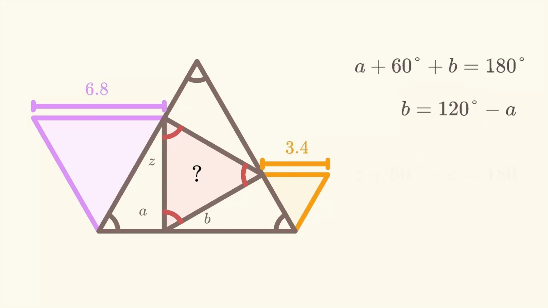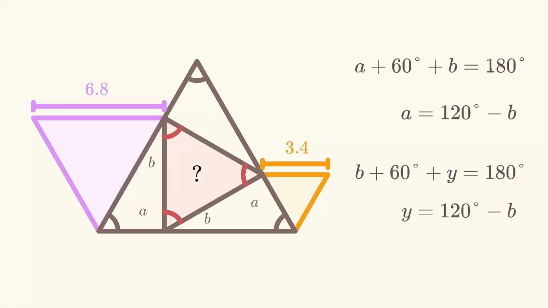Because all angles in a triangle add up to 180, we know that Z plus 60 plus A must equal 180. Solving for Z, we get Z is equal to 120 minus A, which means that Z is equal to B. Let's repeat this process with this triangle. We'll solve the first equation for A and call this angle Y. In the same way, we find that angle Y is equivalent to angle A.